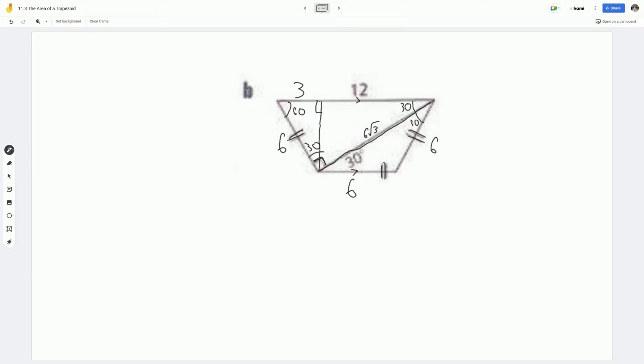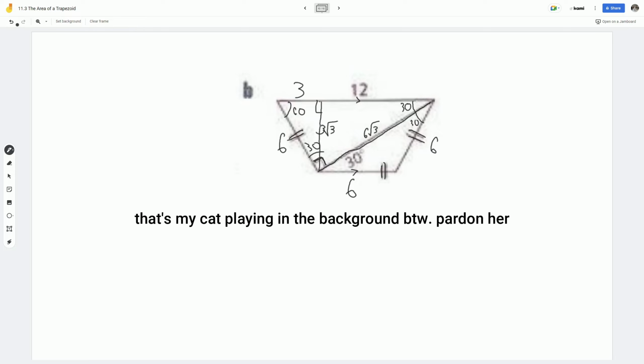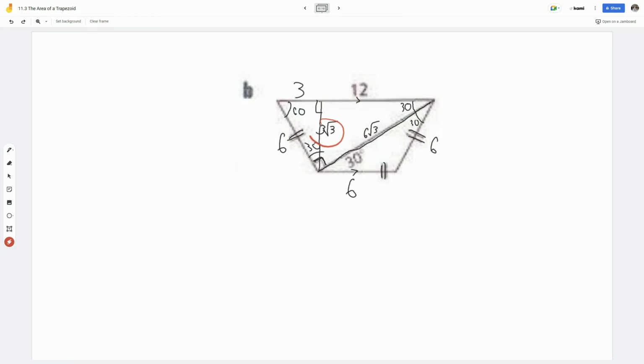What else do we know? If this is 3 and this is 6, we know this side has to be 3 root 3, or x root 3, which is 3 root 3. So now we can solve for the area. We have both of the bases and we have the height. Alright, so now we have the height, we have both of the bases here. Now we can solve for the trapezoid.